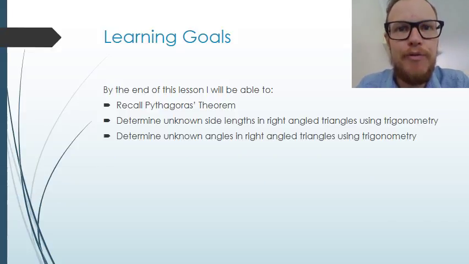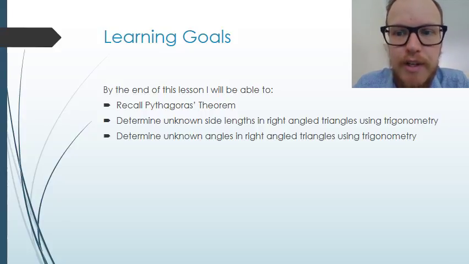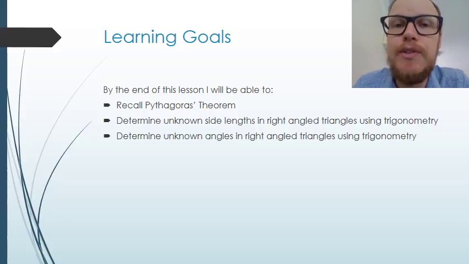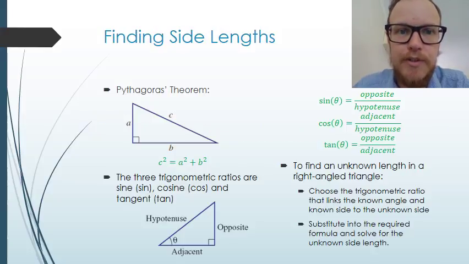Today we're going to look at reviewing trigonometry. The learning goals for today's lesson are that we're going to be recalling Pythagoras' theorem, determining unknown side lengths in right-angled triangles using trigonometric functions, and also determining unknown angles in right-angled triangles using trigonometric functions.